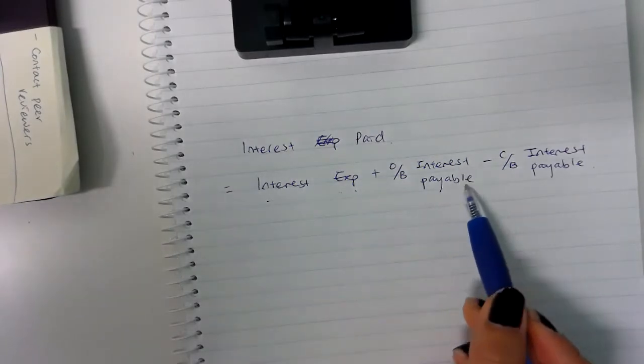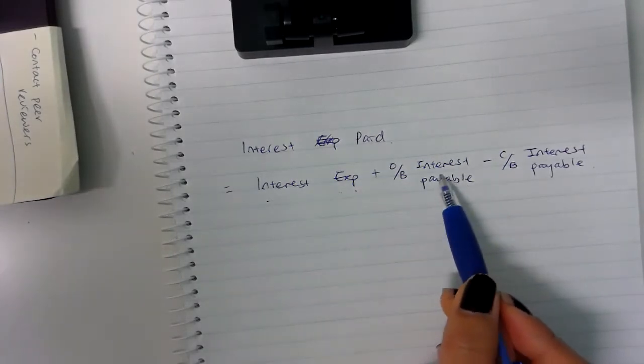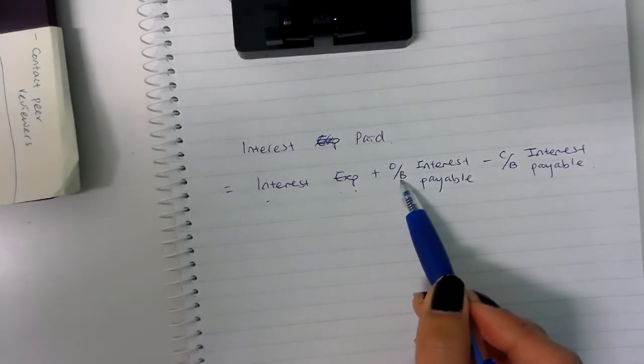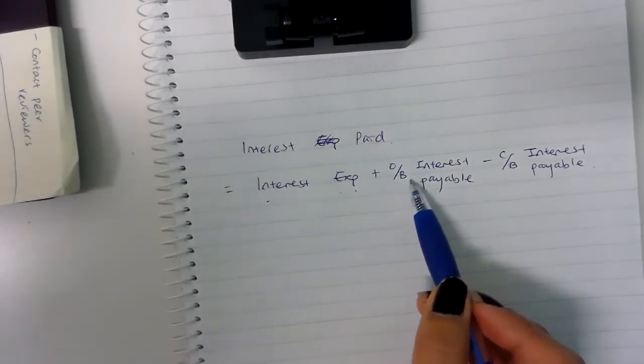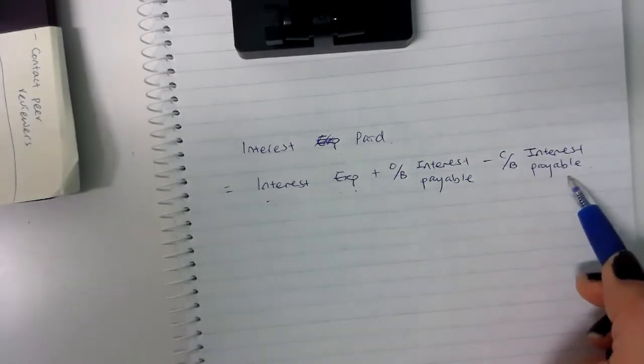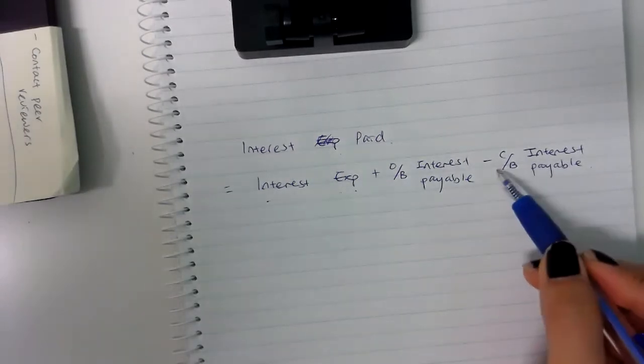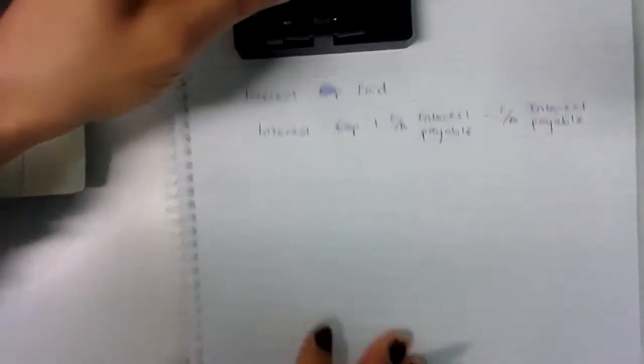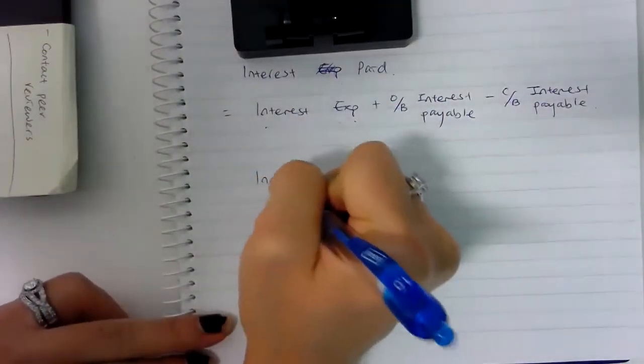So if they have interest payable from last accounting period, that means it would have been paid this year, so we need to include it in the interest paid. If they have a closing balance of interest payable, that means they still haven't paid for it yet, so we need to exclude that. Income tax paid, the same thing.